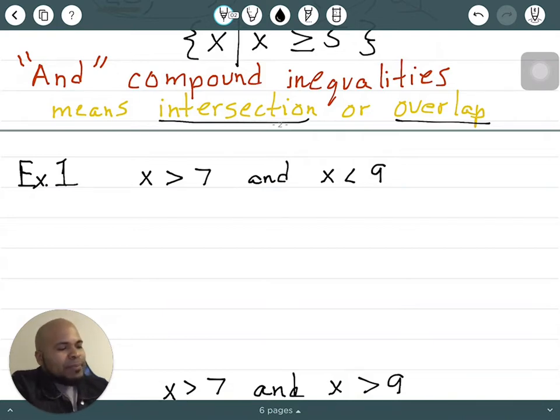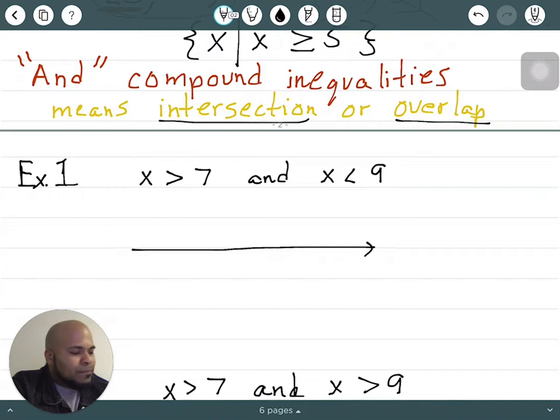And means a compound inequality, and it is interpreted as intersection or an overlap. Now let me show you what I mean by that. If I have x is greater than 7 and x is less than 9, and I try to graph that on a number line, I'm going to have 7 here and 9 here. Obviously 0 is there somewhere.